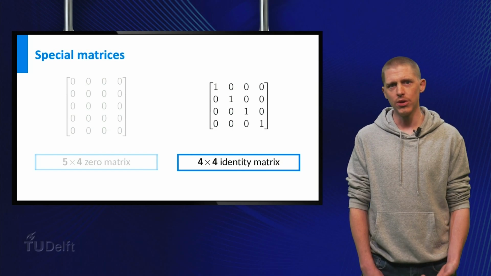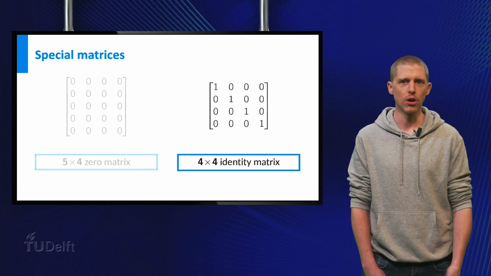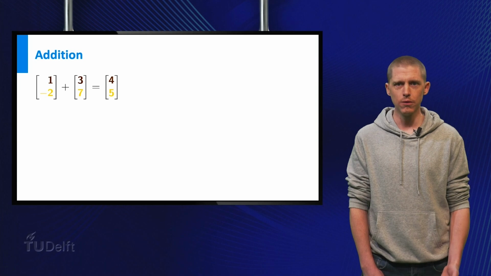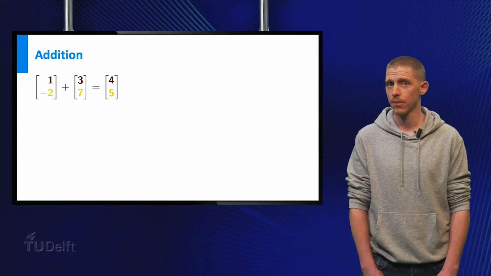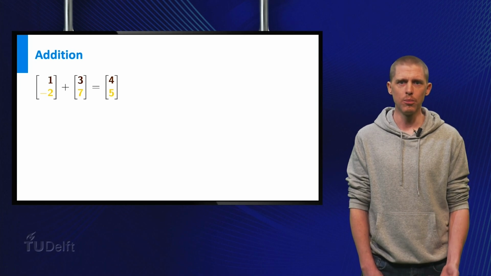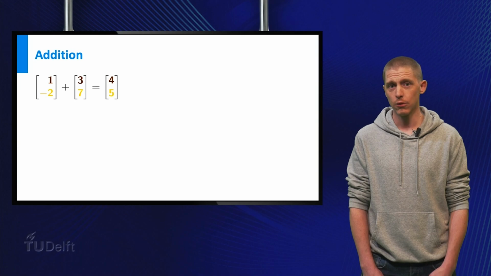What operations can we do with matrices? Let us first go back to vectors and look at one of their operations. As you have seen before, you can take 2 vectors with the same number of components and add these, as you can see here. The new vector has as components the sum of the components of the original 2 vectors. For matrices, we do exactly the same.